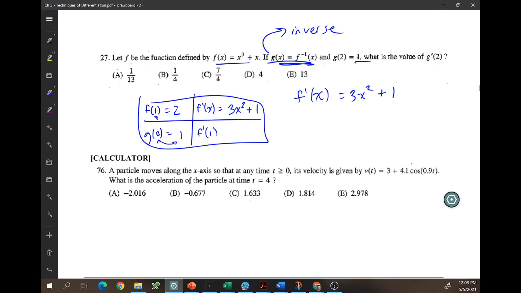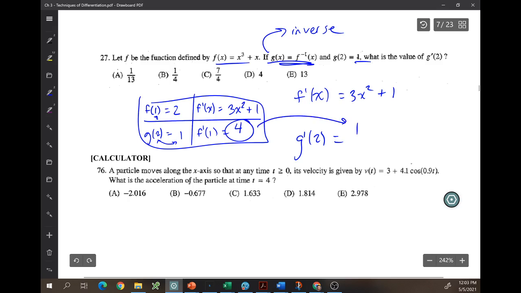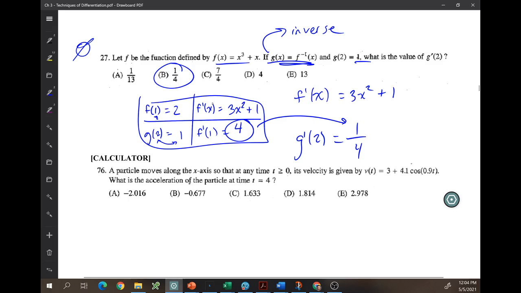So for f prime of 1, we're just going to plug in. 3 times 1 squared is 3, plus 1 is 4. And so then our answer for g prime of 2 is always just 1 over that guy. So 1 over 4. All right, so that's just something we have to know how to do. Like I said in the Zoom, this isn't super common, but there's a chance there would be 1 on the multiple choice. There might not be. I've seen a lot of multiple choices where this is just not tested at all. But in most multiple choices, it's just 1 multiple choice question, and then that's it.